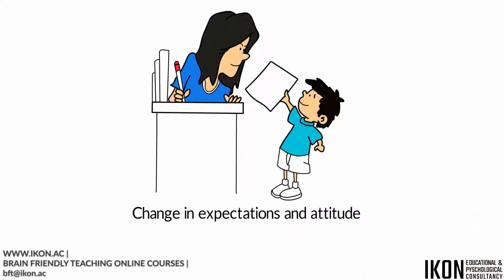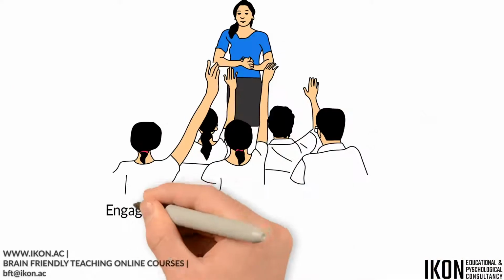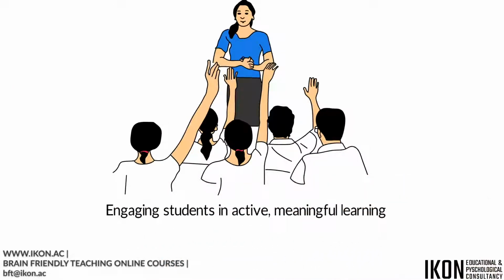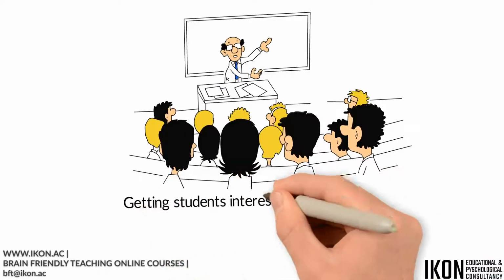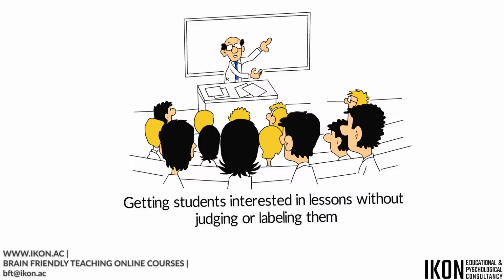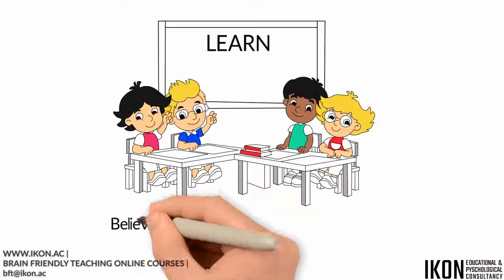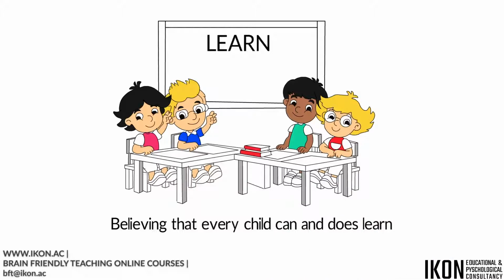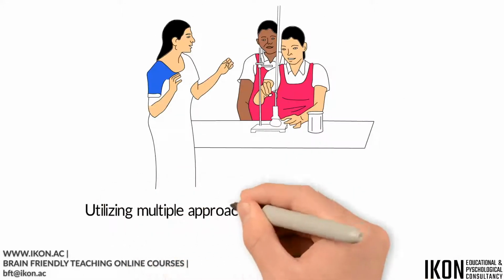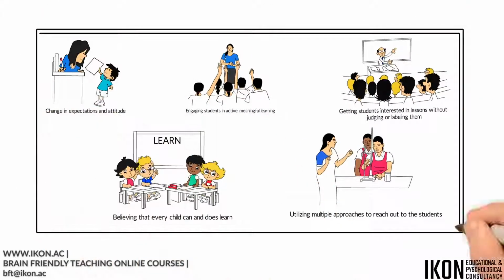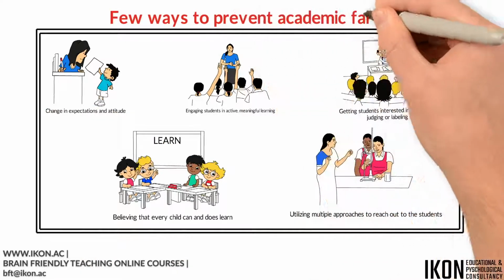Change in expectations and attitude. Engaging students in active, meaningful learning. Getting students interested in lessons without judging or labeling them. Believing that every child can and does learn. And utilizing multiple approaches to reach out to the students are just a few ways to prevent academic failure.